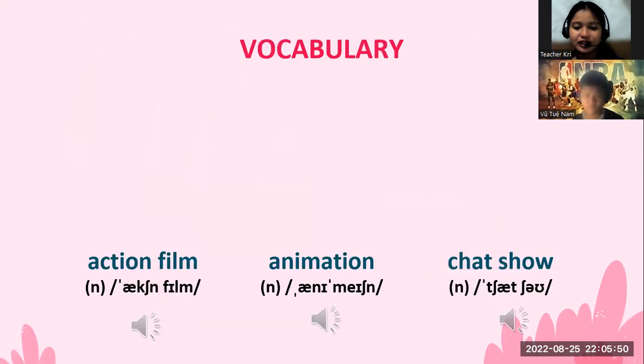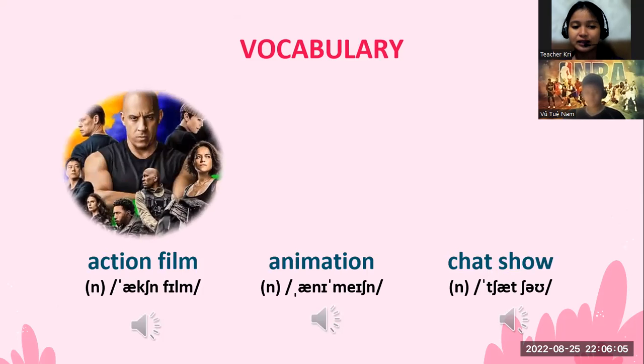Okay, so let's learn some vocabulary words that are used in the entire unit. Okay, now let's read it. Let's have the first one. Action film. Action film. Okay, so what can you see in an action film?